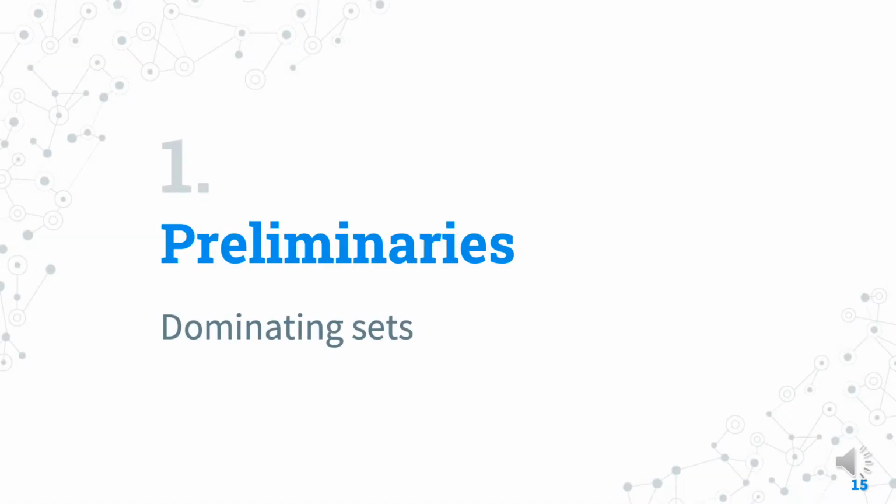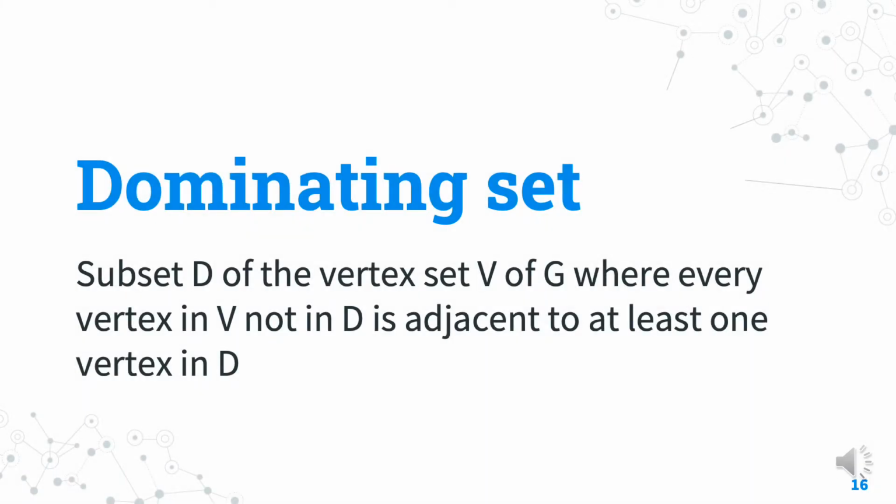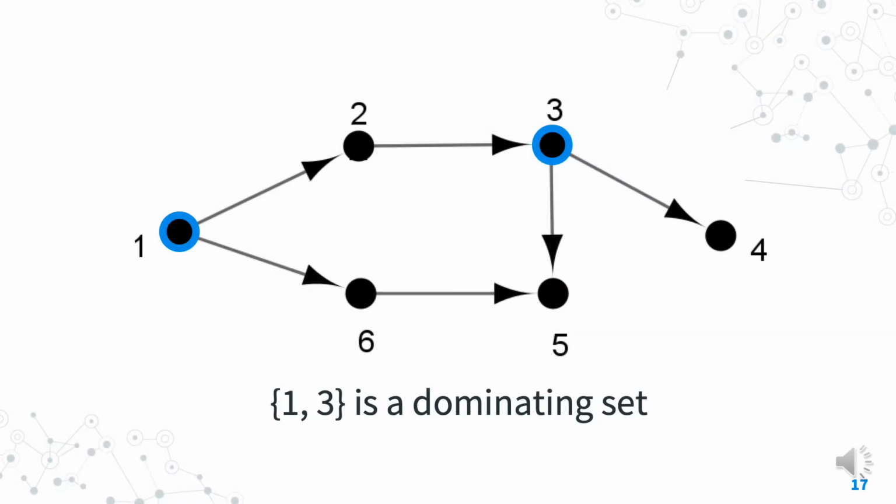Preliminaries for dominating sets. A dominating set is a subset D of the vertex set V of G, where every vertex in V not in D is adjacent to at least one vertex in D. In this graph, the set {1, 3} is a dominating set. It is because every vertex in the graph is adjacent to vertex 1 and 3.